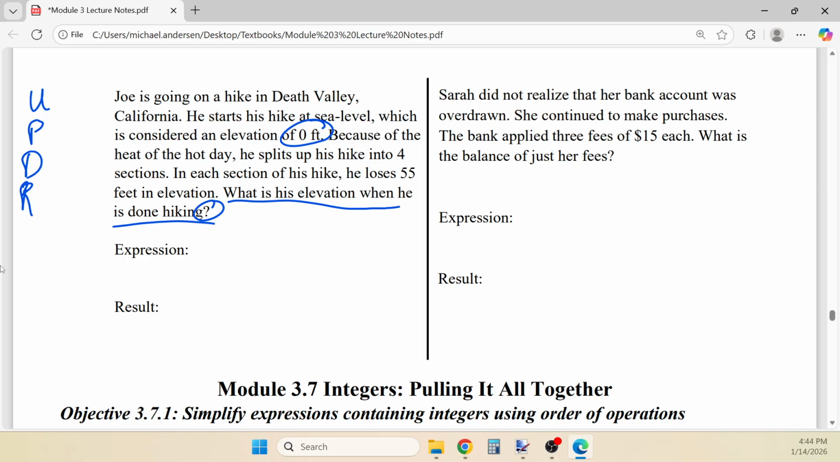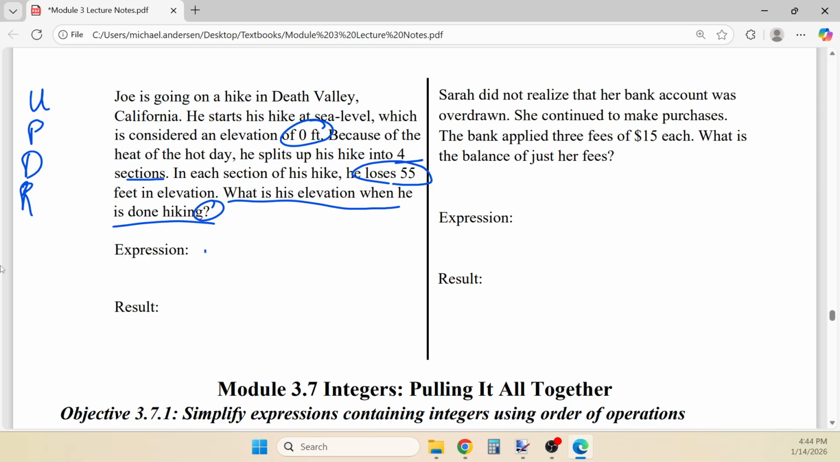Because of the heat of the hot day, he splits his hike up into 4 sections. It doesn't really matter how many sections he's divided it into unless they're giving us the values for each of the sections. So we'll look for that. In each section of the hike, he loses 55 feet in elevation. Okay, so yes, there are 4 sections, and he's going down 55 each time. What is his elevation when he's done hiking?